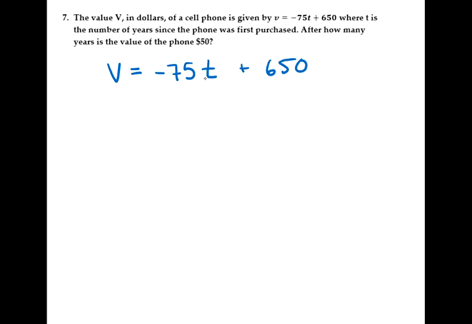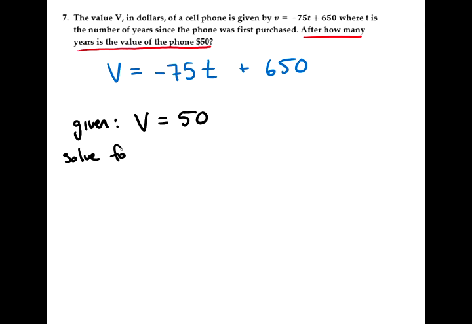All right, so what we want is, after how many years is the value of the phone $50? So we're given that V is equal to 50, and we have to solve for T. We're looking for, so this is after how many years? We're looking for number of years. Okay, so we'll plug in 50 for V. Remember, the variables are just a temporary placeholder. In this case, we plug in 50 for the V. So 50 is equal to negative 75 times T plus 650.